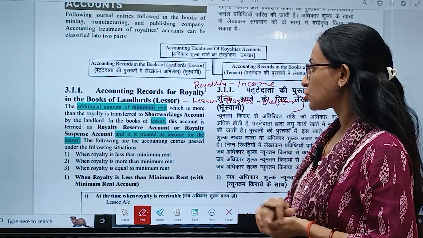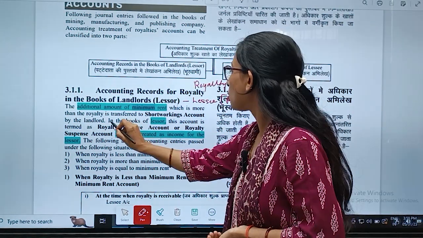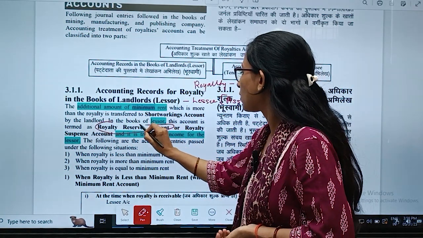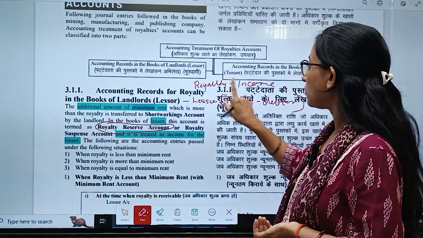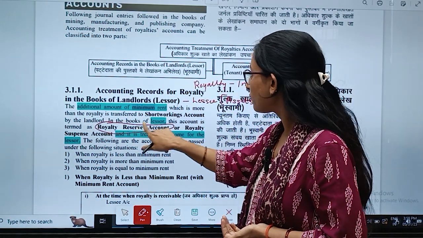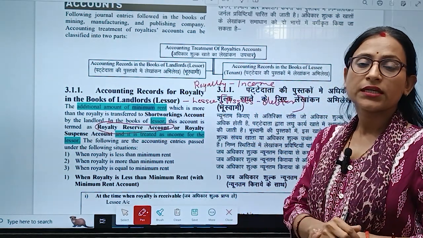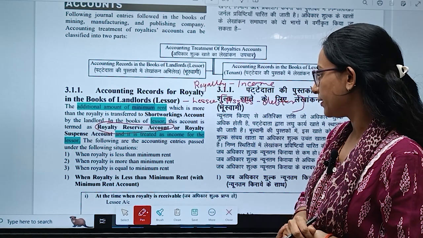And the other term, the short working, is considered as a royalty reserve. For landlord, lessee is a debtor. For landlord, royalty is an income. For landlord, royalty reserve is an income. Keeping these three things in mind, we will pass the journal entry.